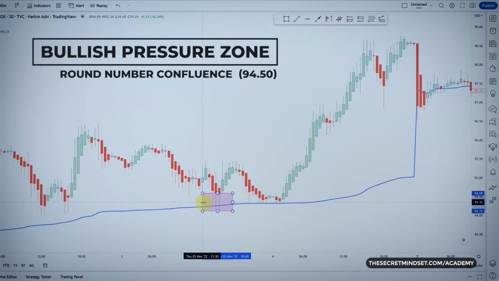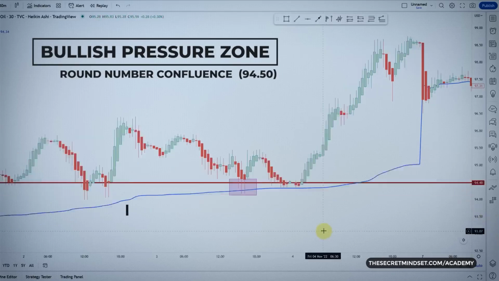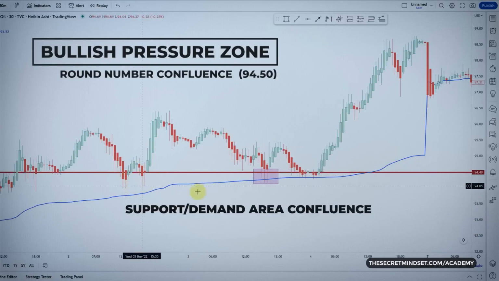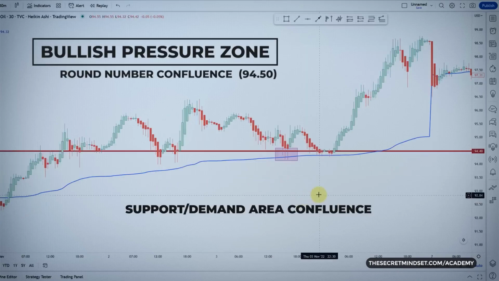In this chart, I see a bullish pressure zone. Three red Heiken-Ashi candles with lower wicks forming at a round number. We even have a support level in this area. This is a good opportunity to place a buy trade.